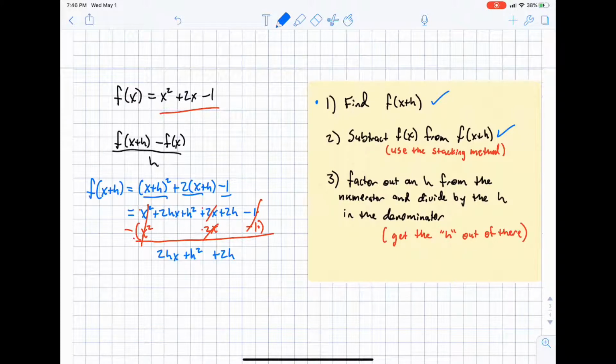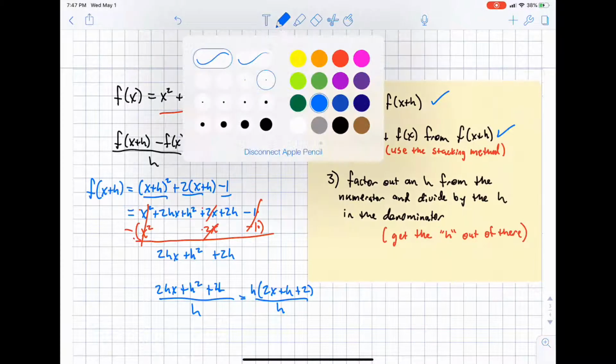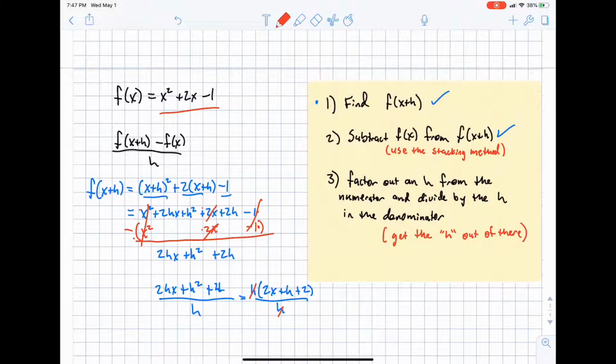Now I'm going to put this in the numerator, so 2hx plus h squared plus 2h, and I'm going to divide that by h. So I can factor an h out of that numerator. So I'm left with 2x plus h plus 2, all divided by h. And then those h's cancel out, and the final result is 2x plus h plus 2.